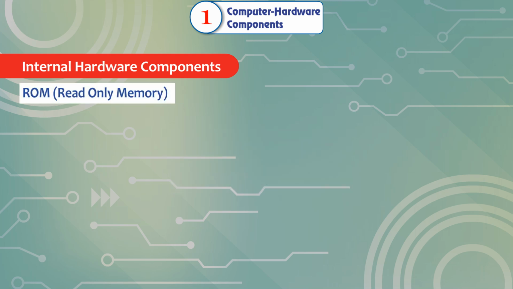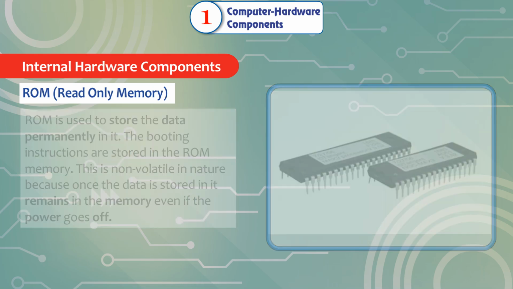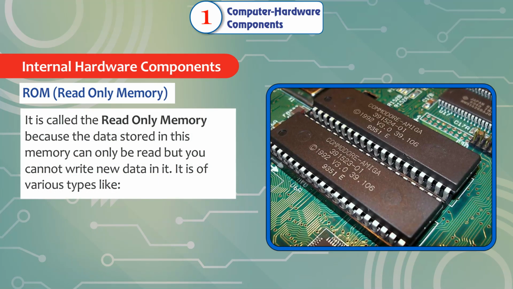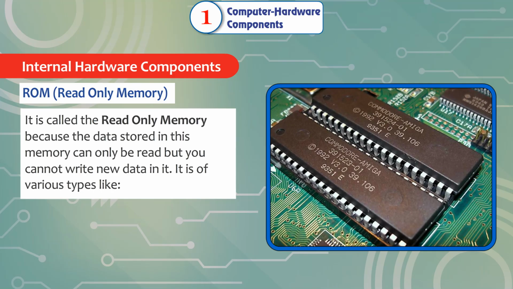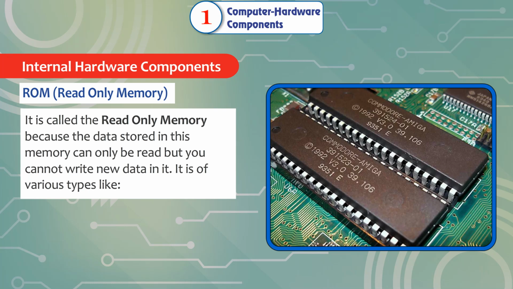ROM, read-only memory. ROM is used to store the data permanently in it. The booting instructions are stored in the ROM memory. This is non-volatile in nature because once the data is stored in it, it remains in the memory even if the power goes off. It is called the read-only memory because the data stored in this memory can only be read, but you cannot write new data in it.